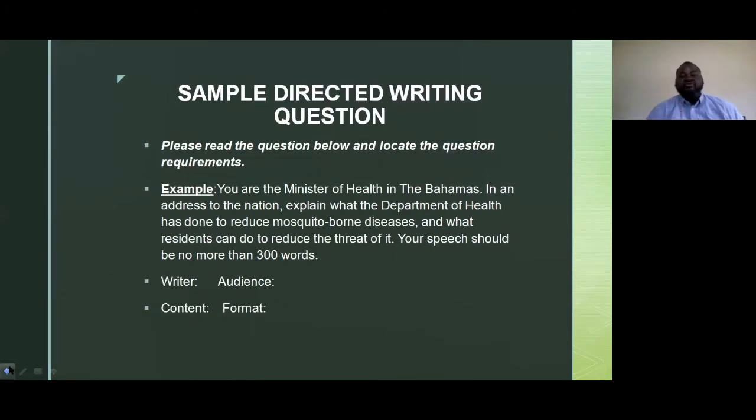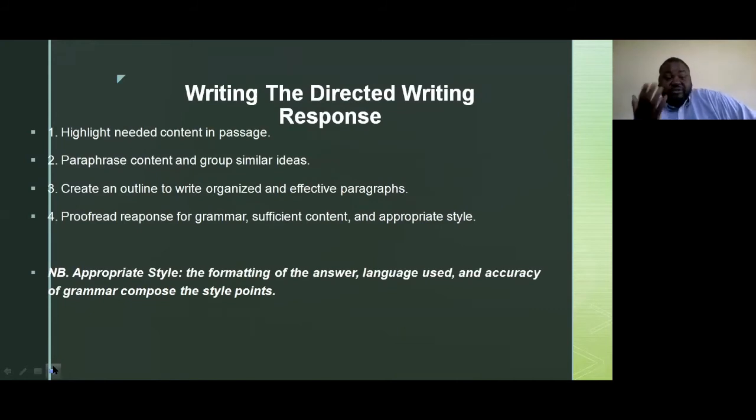And so as you read a directed writing question, I just want to reiterate, you ask yourself or you locate the 4 things. Who am I as the writer? Who is my audience? What is the content that I must include? And what is my format? Remember, for each question, this changes. Okay? Now, as we progress and move along, I want to give you some steps on how to write the directed writing response.